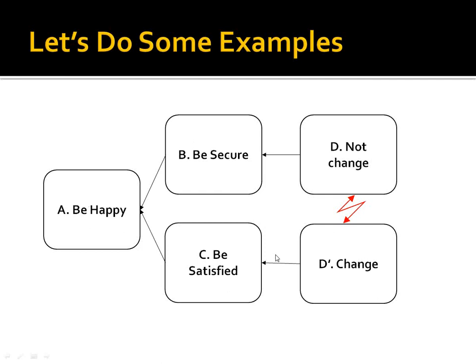So here's probably one of my favorite conflicts. I think it's one of my favorites because it's so universal. As I'm talking to people, I see this conflict all the time, and I myself experience it. So in order to be happy, I must be secure. In order to be secure, I must not change. At the same time, in order to be happy, I must be satisfied. In order to be satisfied, I must change. So it's a change, don't change kind of conflict.